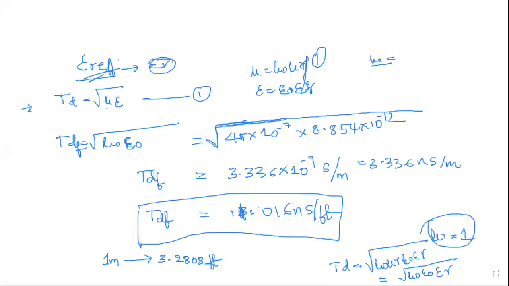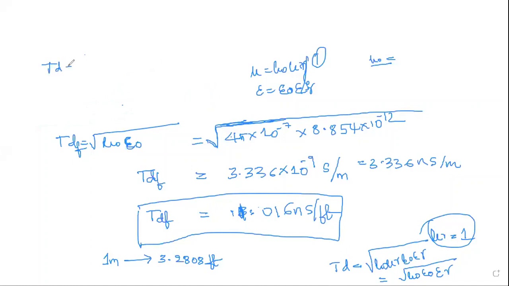Instead of just writing it as 1.016 nanoseconds per feet, you will be writing in terms of epsilon r, that is TD is equal to 1.016 square root of epsilon r nanoseconds per feet. That is only when you consider permeability as 1. So with respect to permittivity, it will be 1.016 square root of epsilon r nanoseconds per feet. Now, I'll clear the screen.